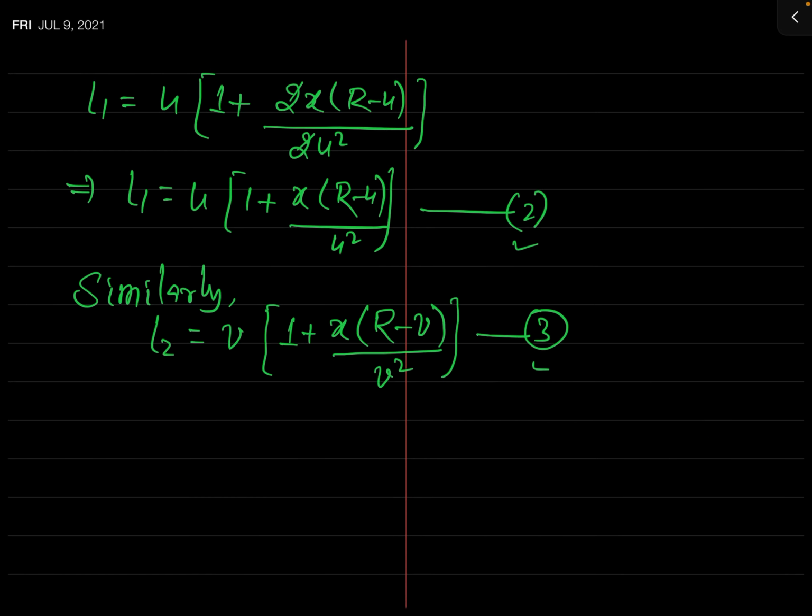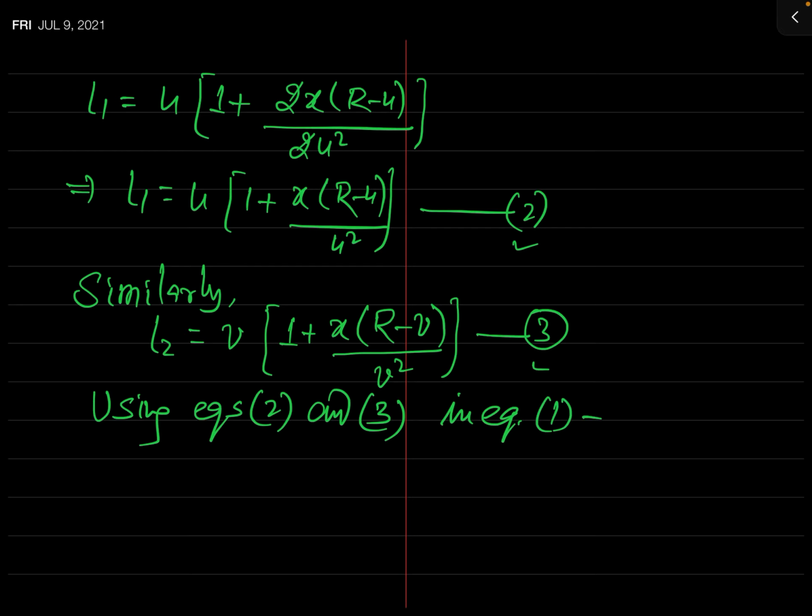So using equations 2 and 3 in equation 1, you can see what will be this L. L is L1 plus L2, and you have already calculated the value of L1 and L2. So let us substitute these values here, and you can see this will be what?